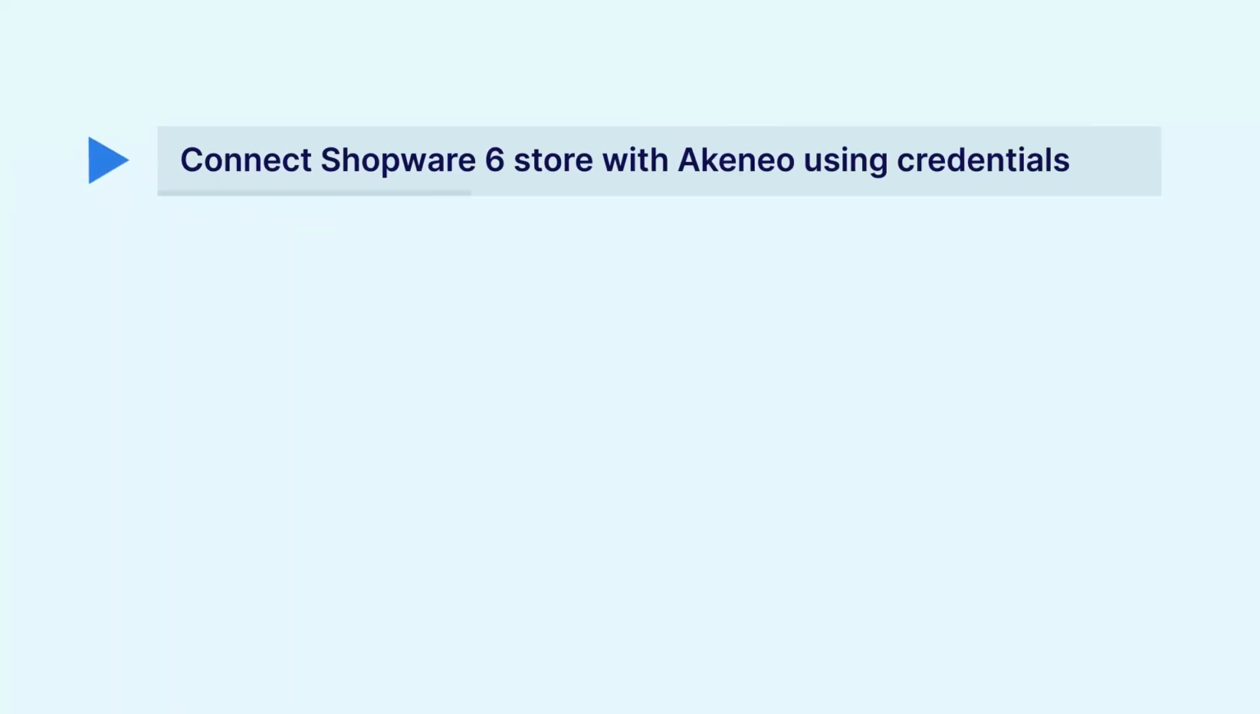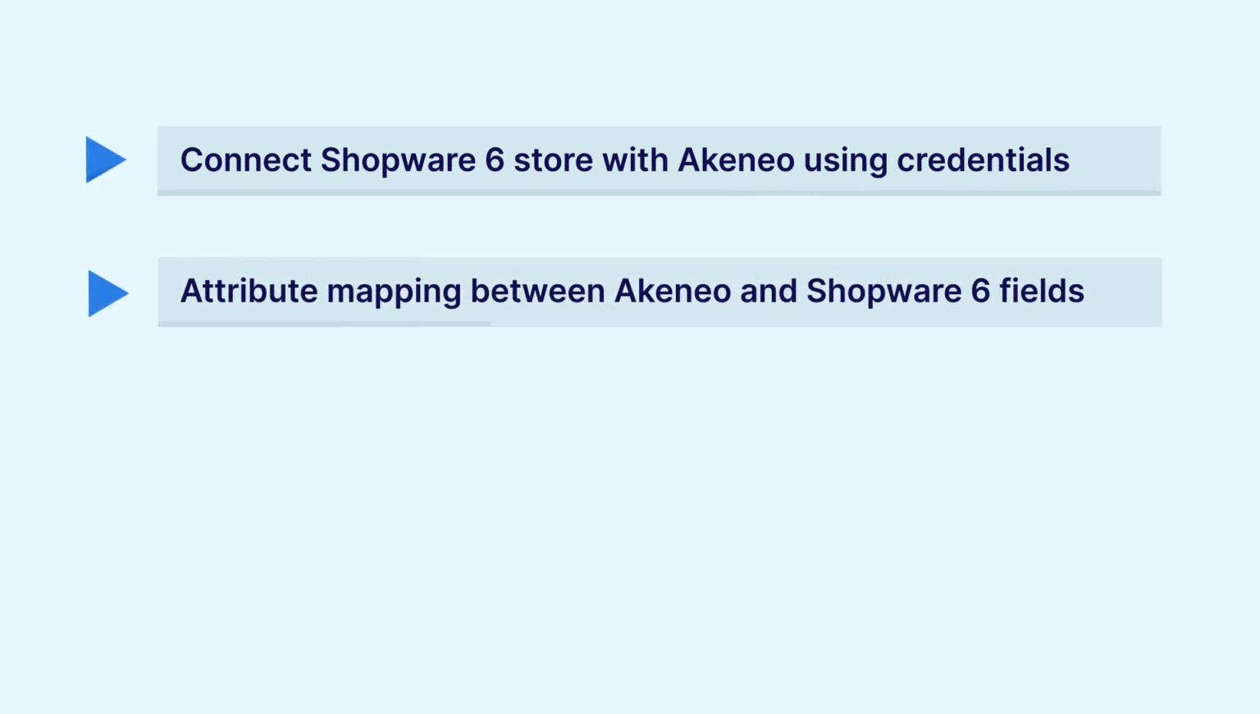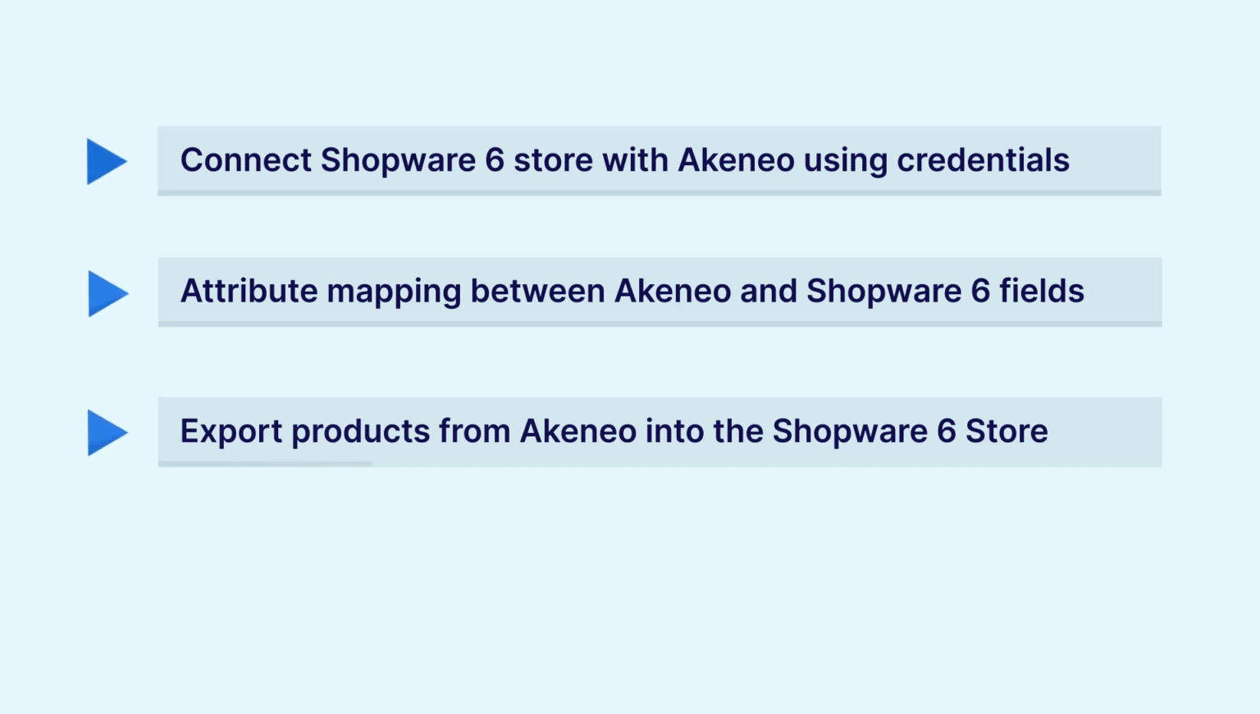So in today's video, we'll be checking the workflow at the Akeneo backend panel, wherein initially we'll see how the Akeneo admin will be able to connect the Shopware 6 store with Akeneo by setting up the credentials. Thereafter, we'll see the attribute mapping, the other option mapping between the Shopware 6 fields and the Akeneo fields. And thereafter, we'll see how to create an export job for exporting the products from Akeneo into the Shopware 6 web store.